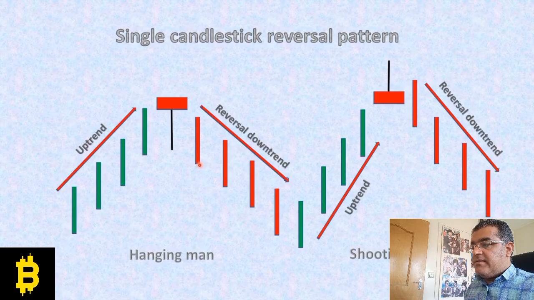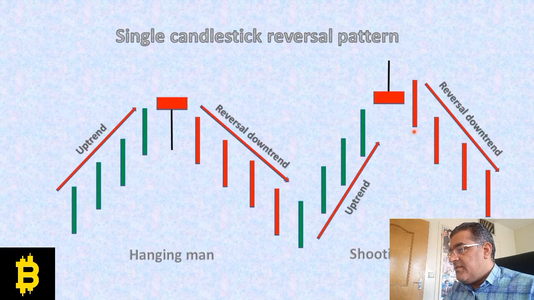Or we can say the price reaches a high and there is a high probability of the price reversing. Same thing there. The price reaches a high and the probability of the price reversing is high.